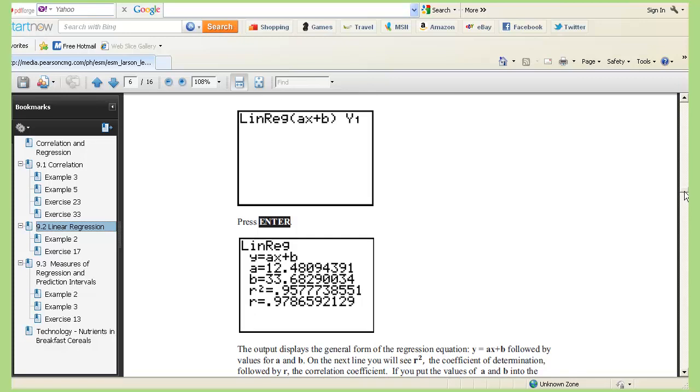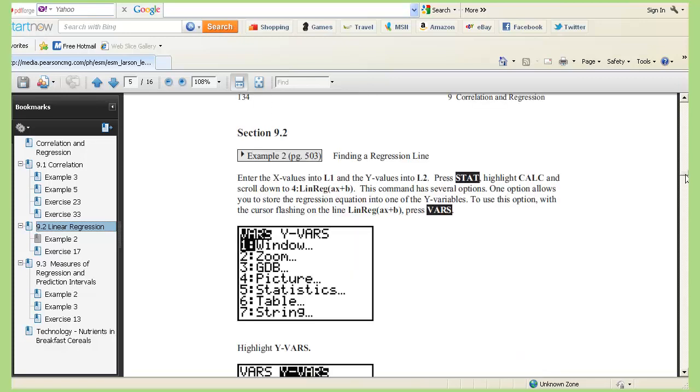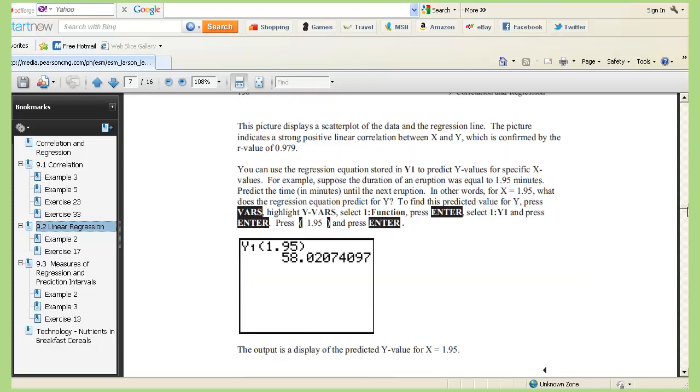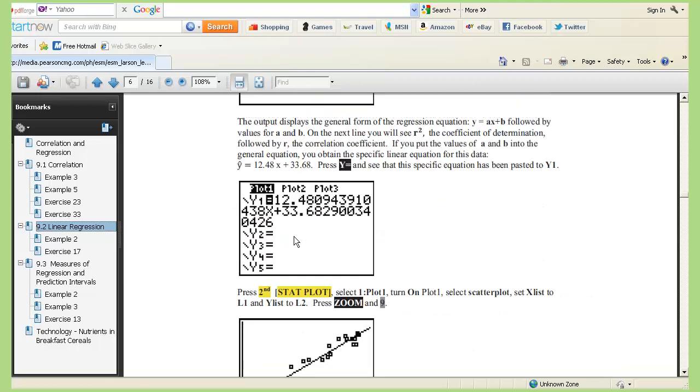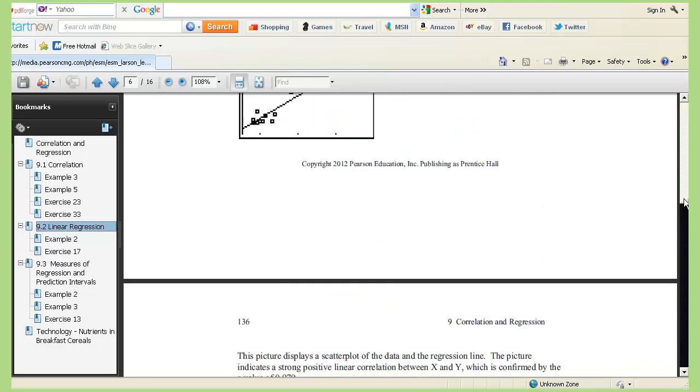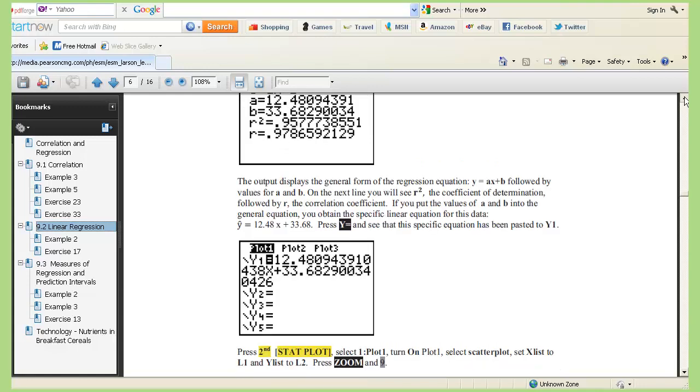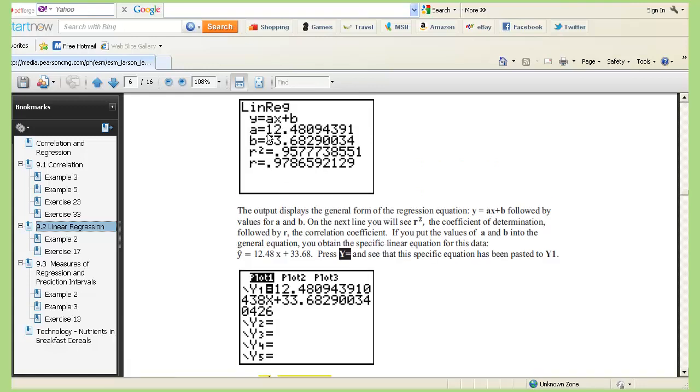But what you can do is I just type my equation in. So if I were doing this, I probably would just type it in myself, and y equals, hold on a minute, let me get back up here. I always look at it, and I know it would be y equals 12.48x plus 33.68, and I know that this is a positive slope, so the slope's going to lean this way.